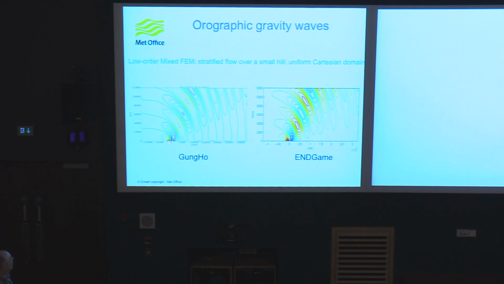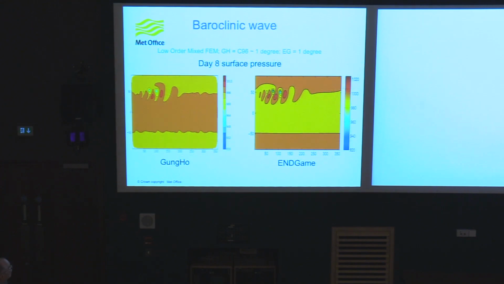This is, we call it the mountain test, but that's a bit of a misnomer. This is a very small perturbation to the surface that then triggers mountain waves, non-hydrostatic mountain waves, and again, good comparisons. This is larger scale, about a kilometre or a few kilometre resolution between Gung Ho and Endgame. And then this is a larger scale, the baroclinic wave test case. So this is now on the full 3D sphere, and we're just letting a baroclinic wave develop and comparing that between Gung Ho and Endgame, and again getting very good comparison now at 1 degree resolution.